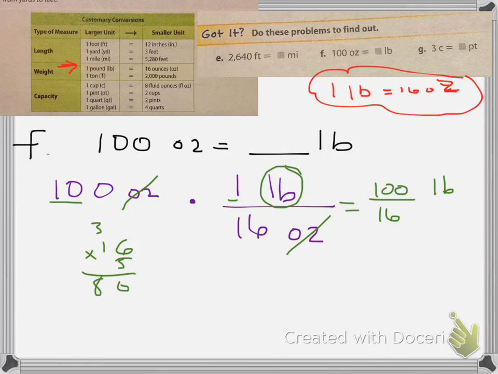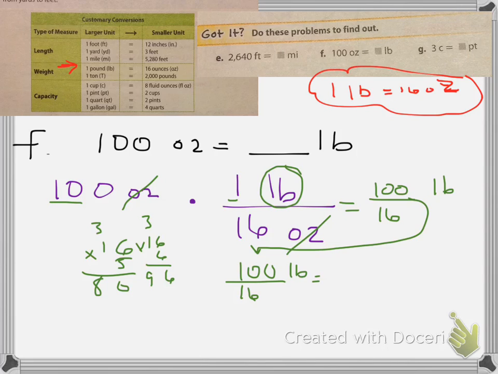16 times 5 is 80. We can probably get one more in there, it looks like. So 16 times 6 gives me 96. Perfect. That's pretty close. So this 100, and again, this just came from right here, we've got 100 over 16 pounds. We're just simplifying this now to make it a nicer looking number.